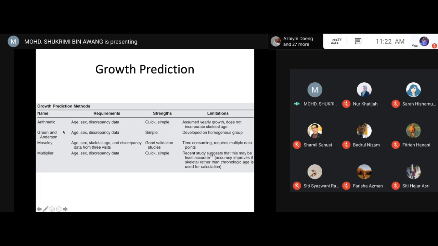Second method, what we call the Green and Anderson method, mostly a straight-line chart, and the more complicated and the latest is what we call the multiplier. So this is the way we predict the growth of the bone in pediatrics. Okay, you don't have to know this in detail. Okay, so let's say we ask you and you are able to answer this, meaning that we want to give you a better mark.